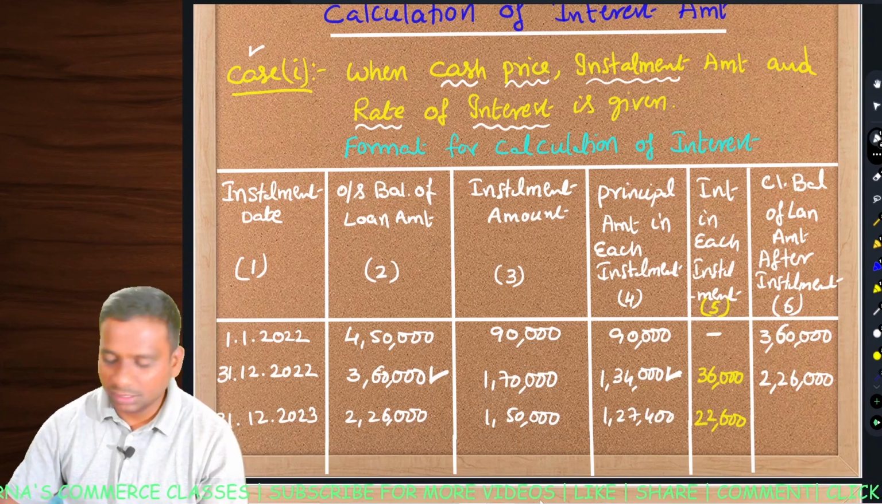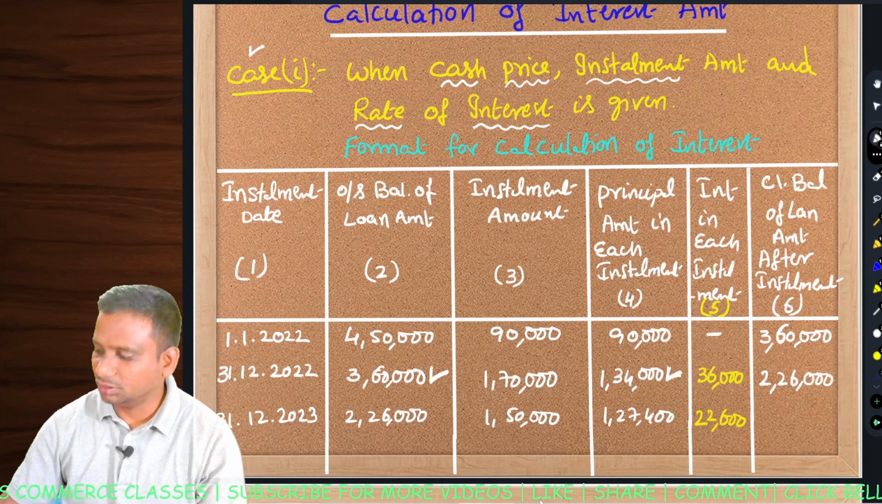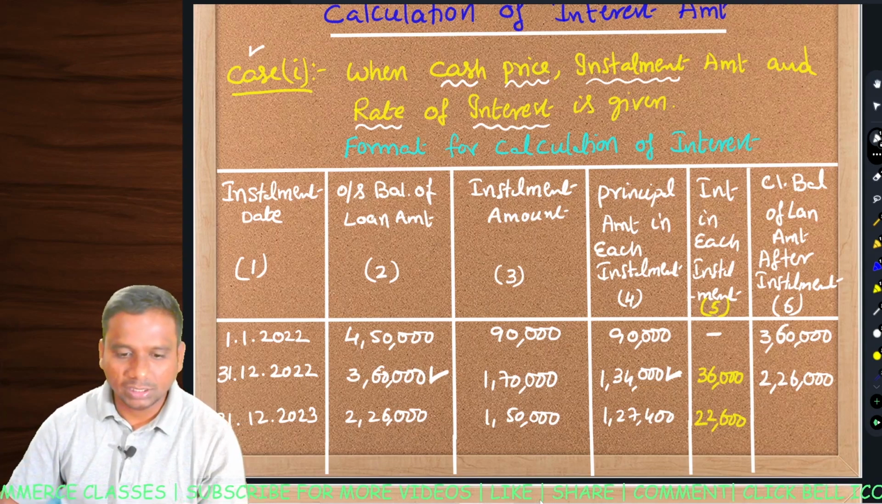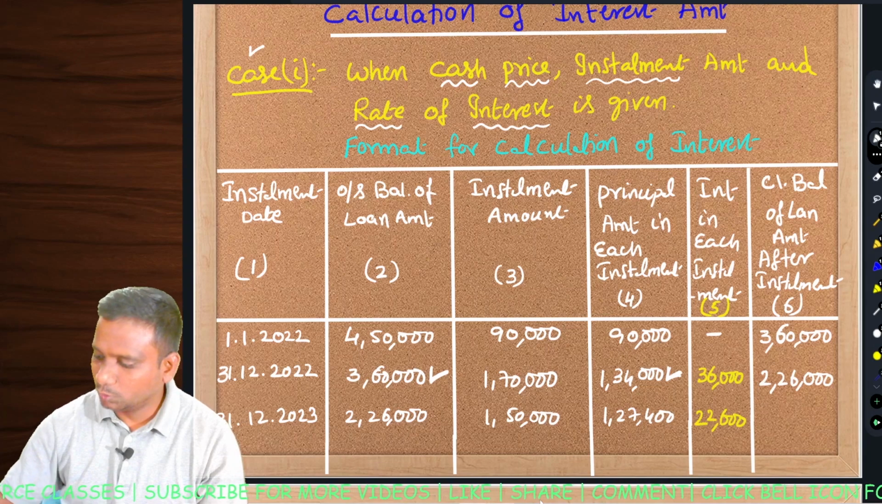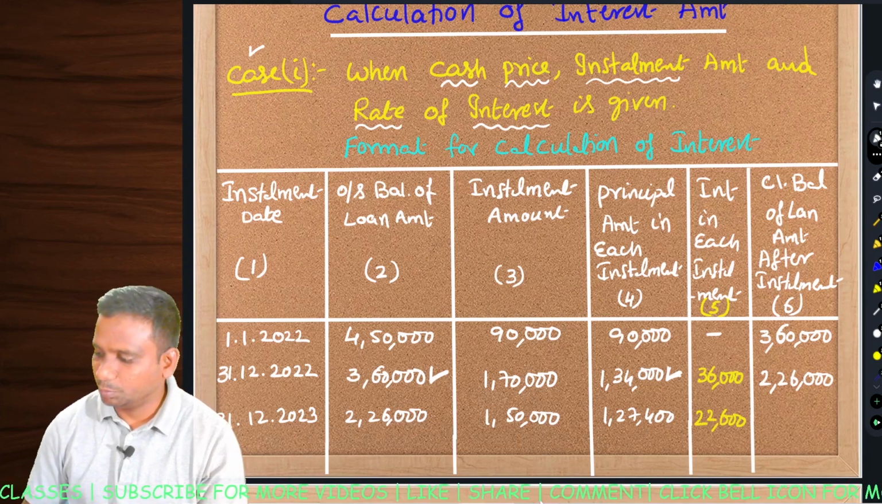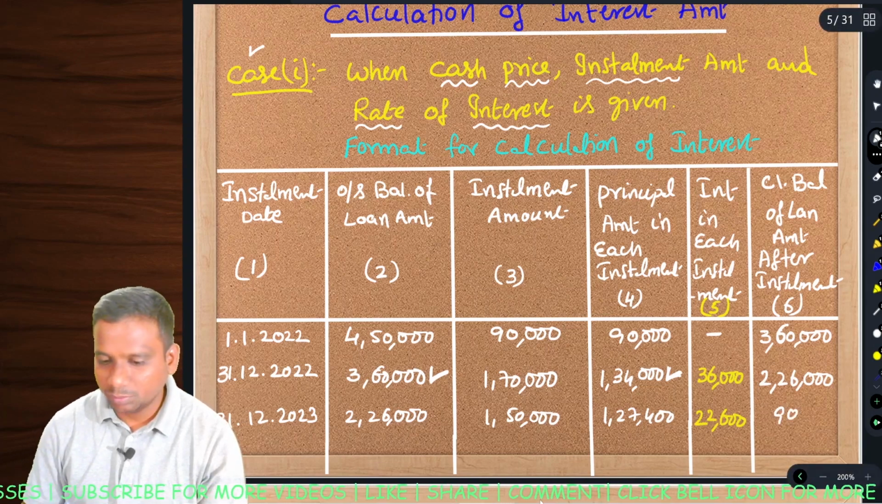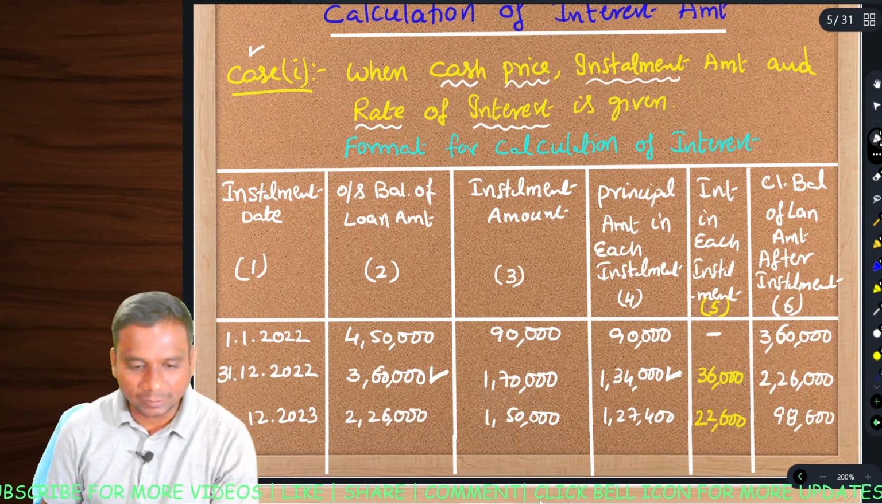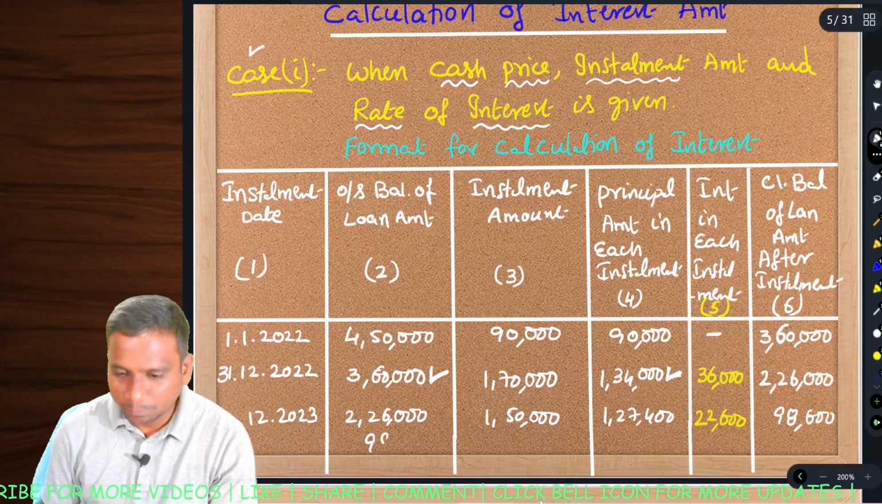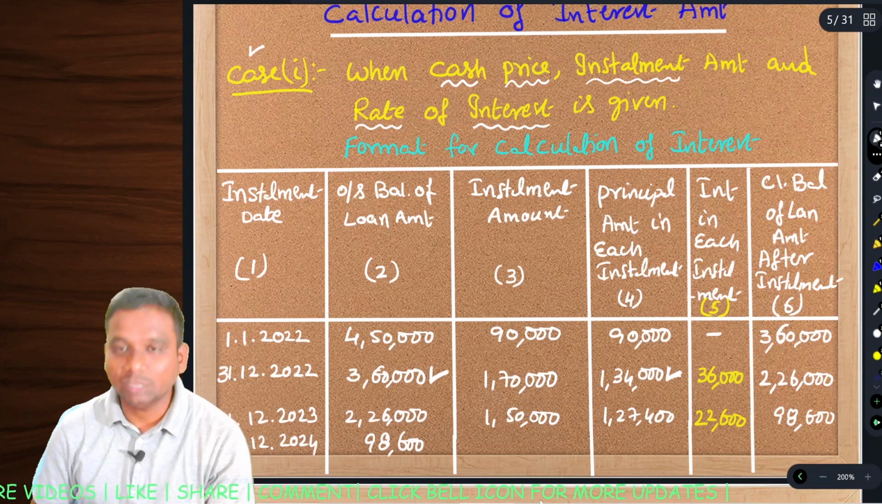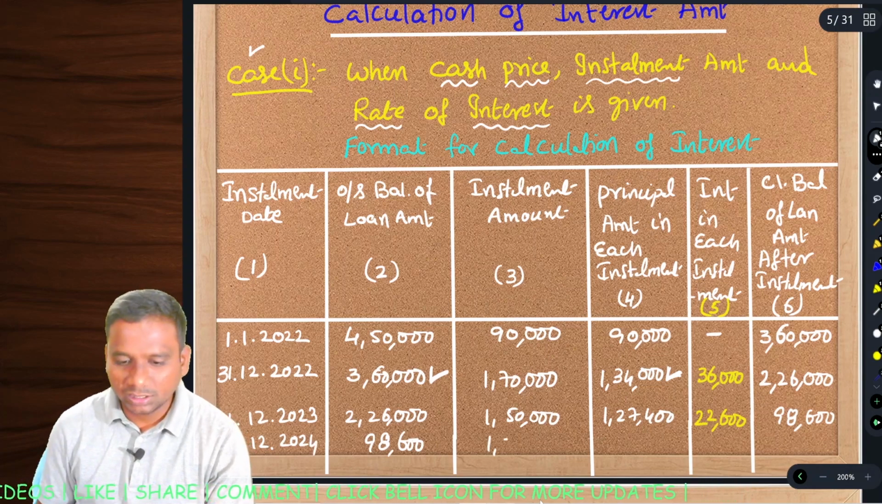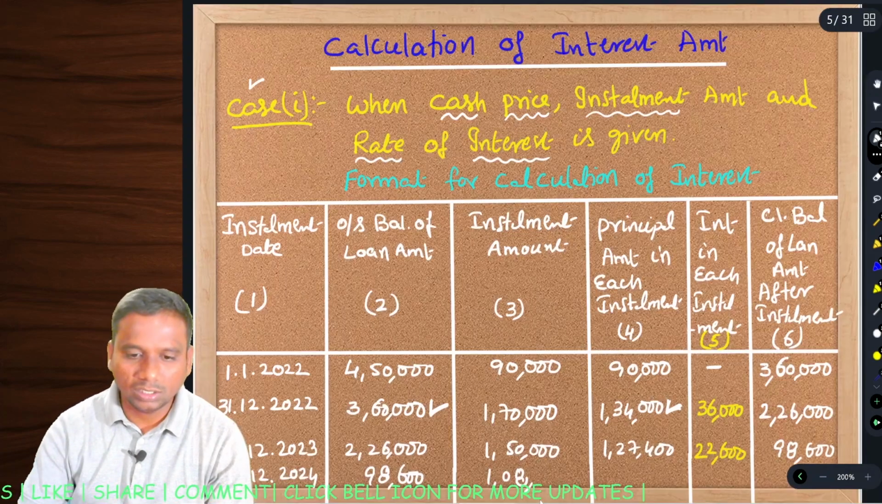What is the amount outstanding? Tell me. 2,26,000 is the outstanding at the beginning, minus 1,27,400 we paid towards principal. What is the remaining outstanding amount? 98,600. This will become the opening balance as on 31/12/2024.